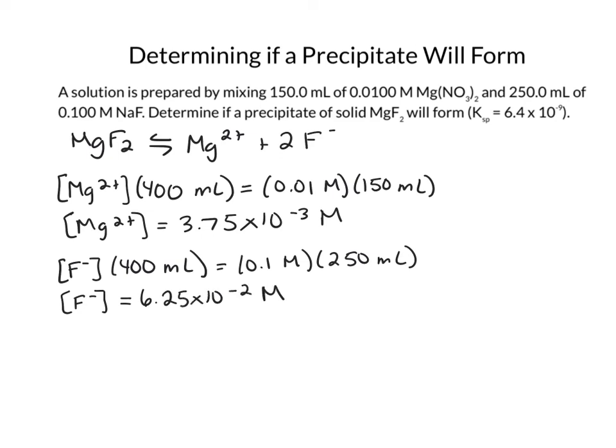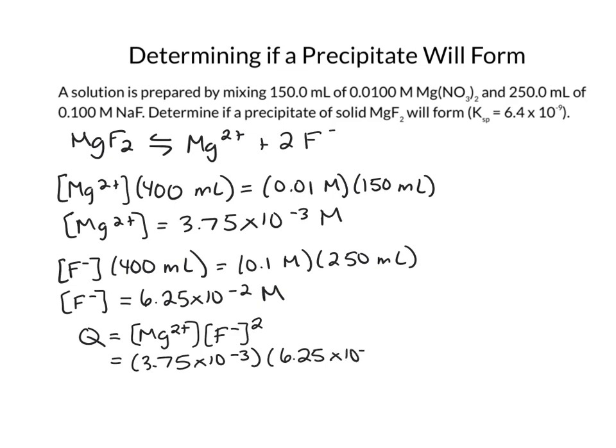All right, so Q. Q is written the same way that K is. It is the concentration of the magnesium and then the concentration of the fluoride squared. Remember, I'm not including magnesium fluoride because that's a solid. So the magnesium I found was 3.75 times 10 to the negative third. Fluoride was 6.25 times 10 to the negative second, and that is squared. So my Q is 1.46 times 10 to the negative fifth.